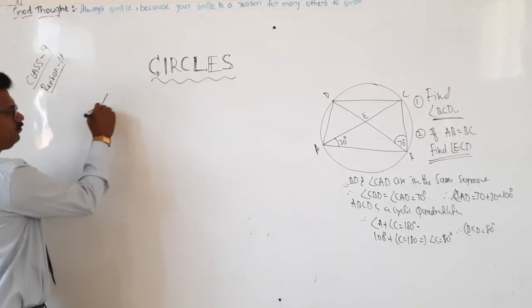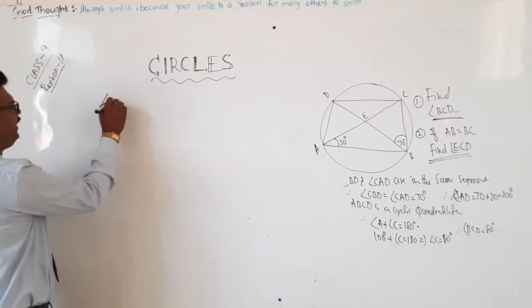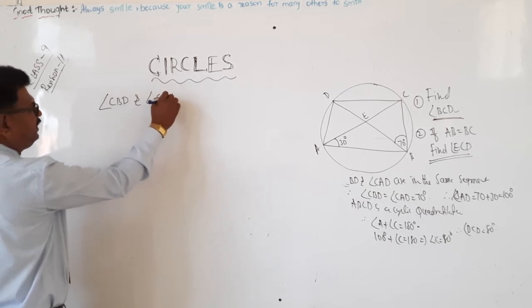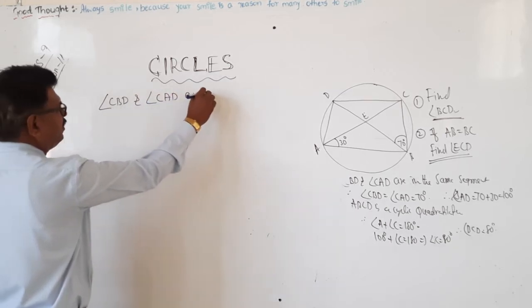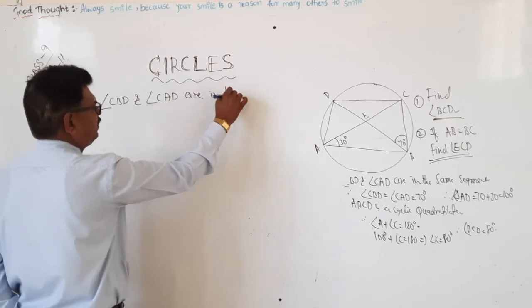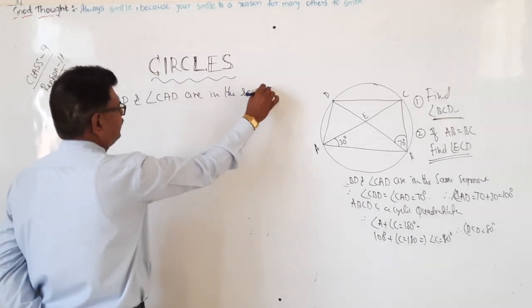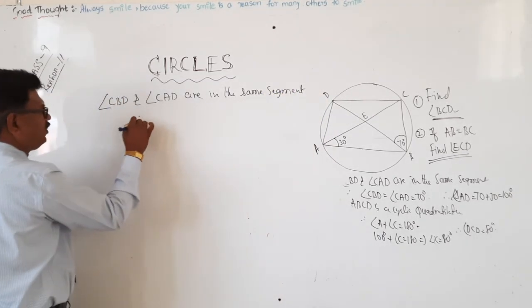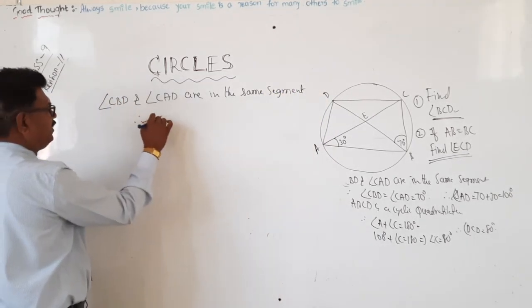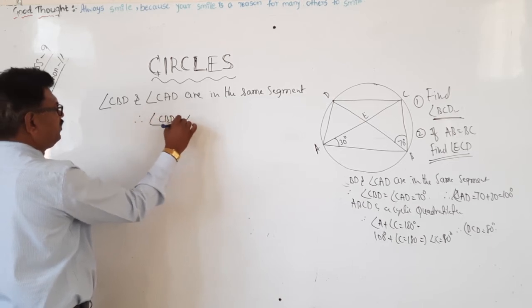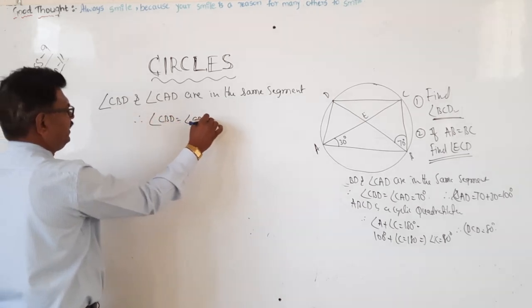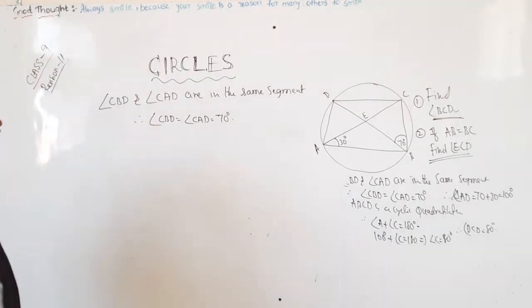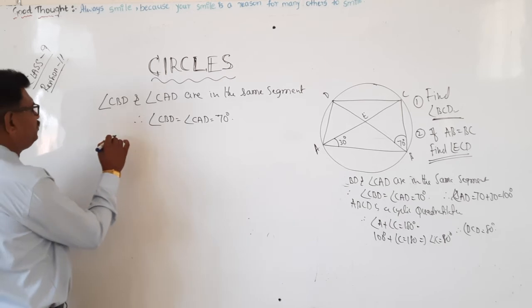Now, angle CBD and angle CAD are in the same segment. Therefore, angle CBD is equal to angle CAD, equal to 70 degrees.